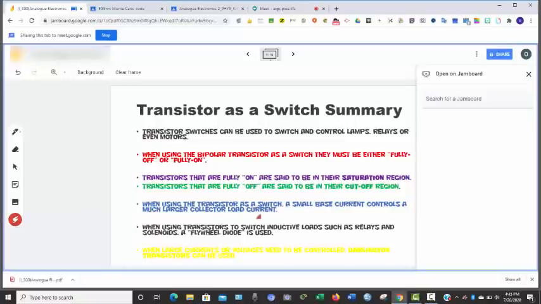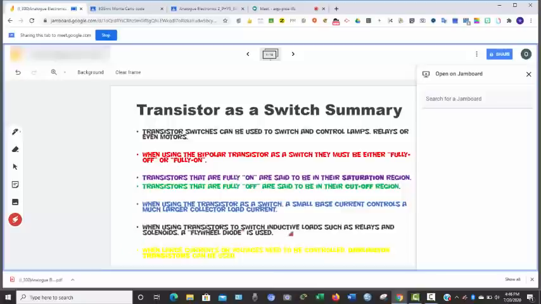When using the transistor as a switch, a small base current controls a much larger collector load current. When you are using a transistor as a switch, though the current we are sending into the base is so small, the effect at the collector is not something that one can overlook.